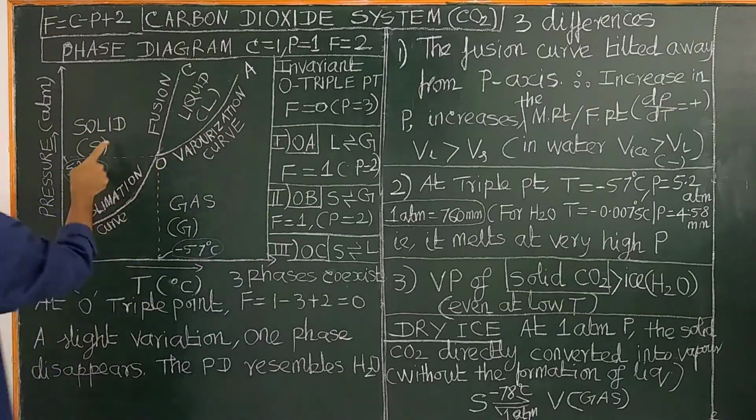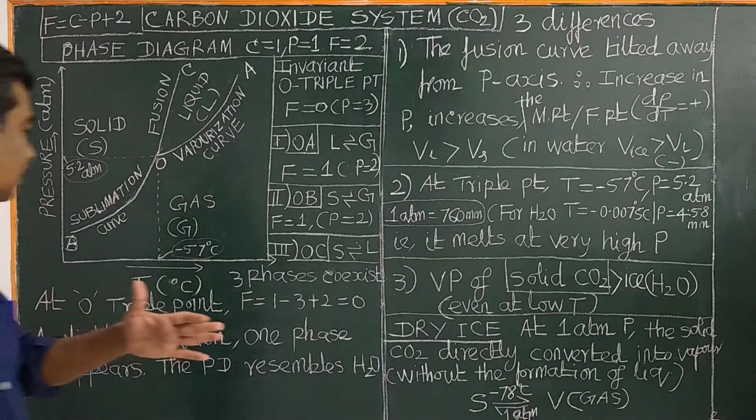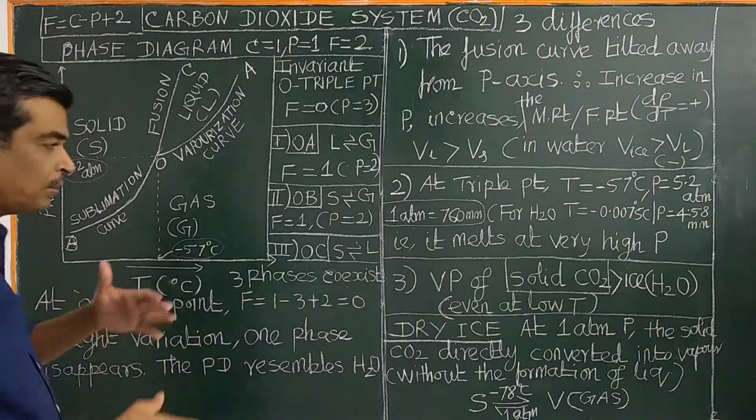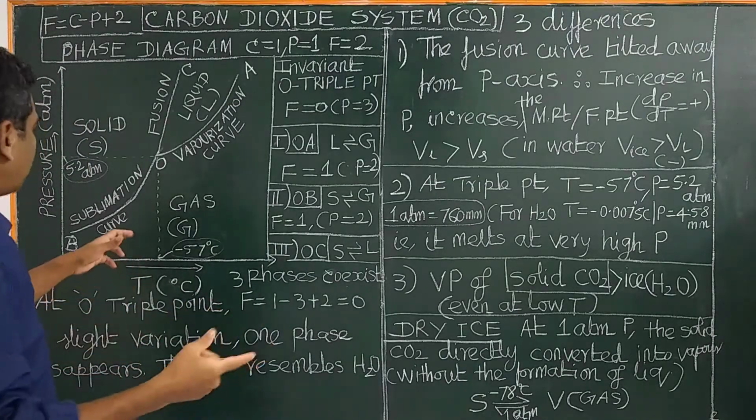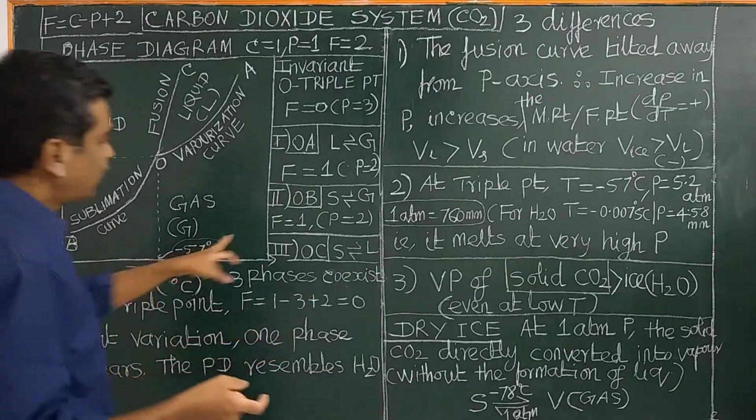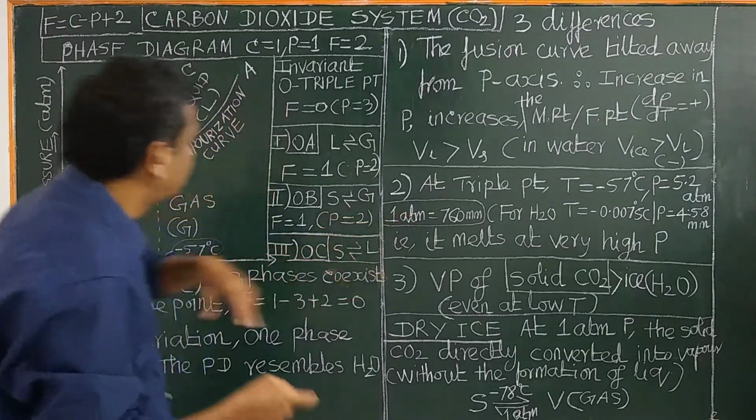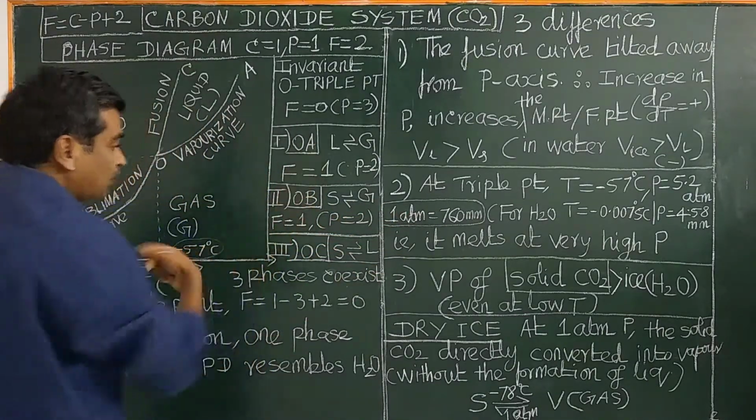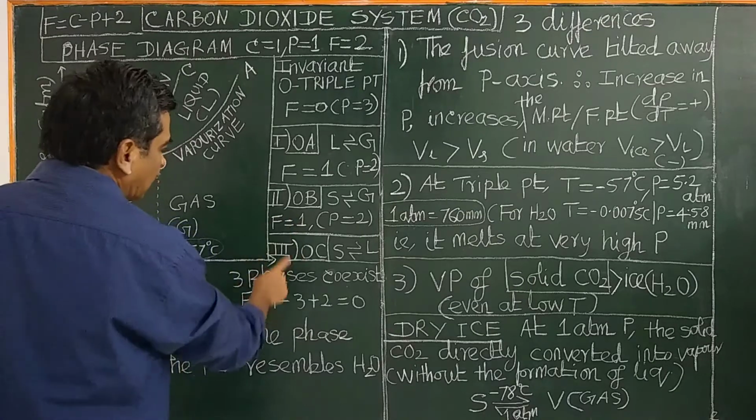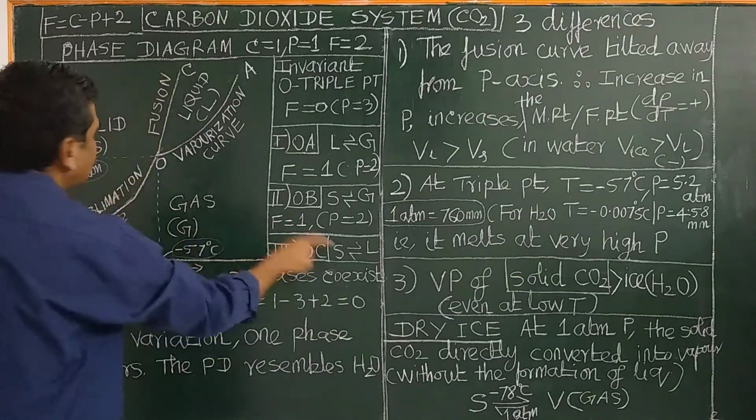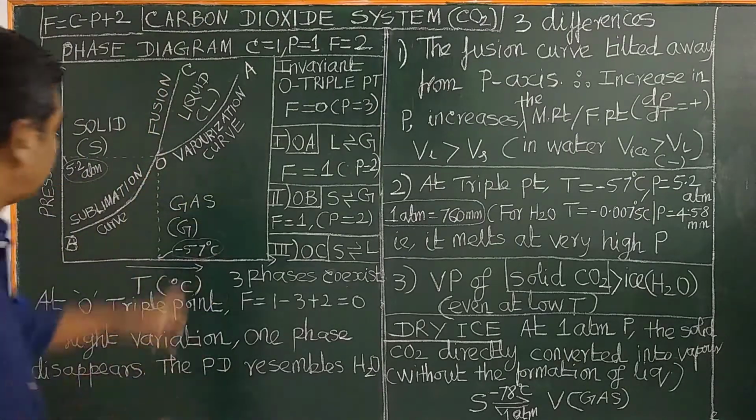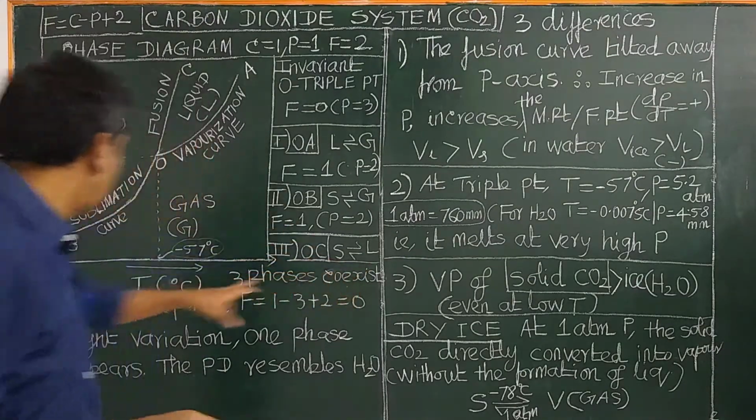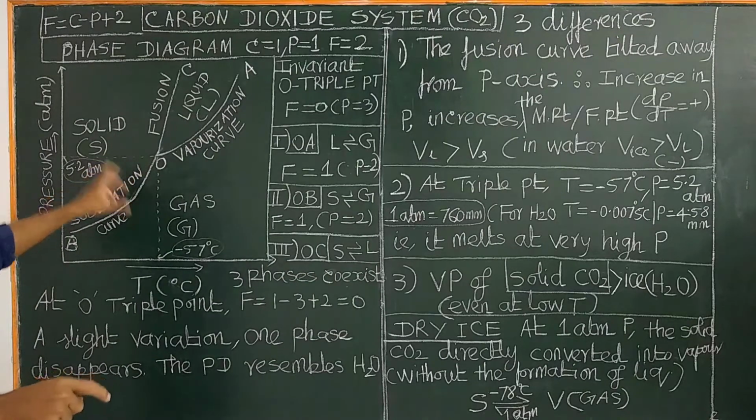The OB curve is the solid-gas curve, the sublimation curve. Solid is converted into gas, therefore it is sublimation. What is sublimation? In sublimation, the solid is converted into vapor or gas directly. Solid is in equilibrium with the gas, and similarly you can apply the phase rule, F equal to 1. The third curve, OC, is the fusion curve or melting curve. Solid is in equilibrium with the liquid.